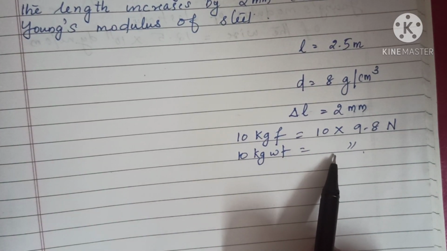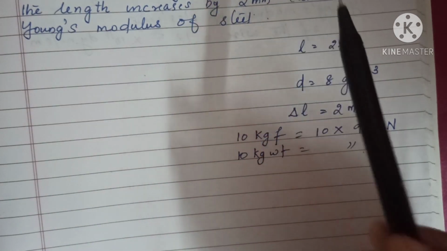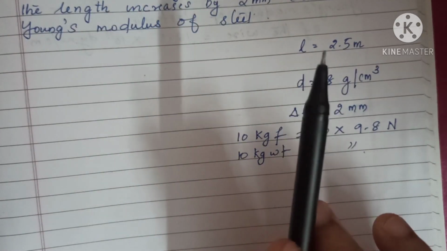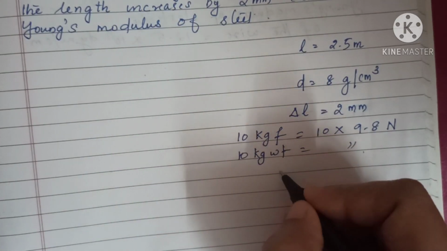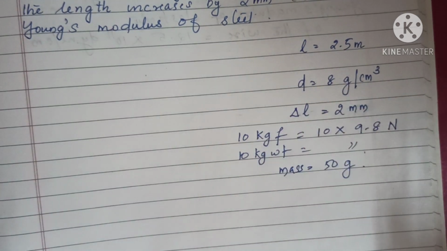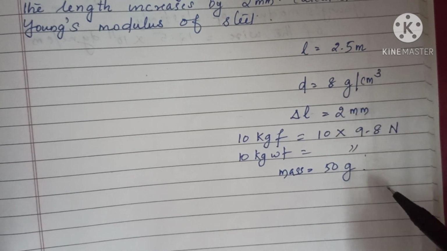Then what is given? Mass is given, no? And what about the mass? Mass is 50 gram. That is the mass of the wire. Which wire? Steel wire. And mass is given as 50 gram. So either you have to convert it into meters or you can do it in CGS system.